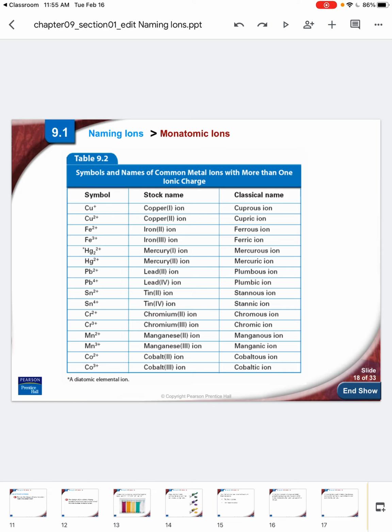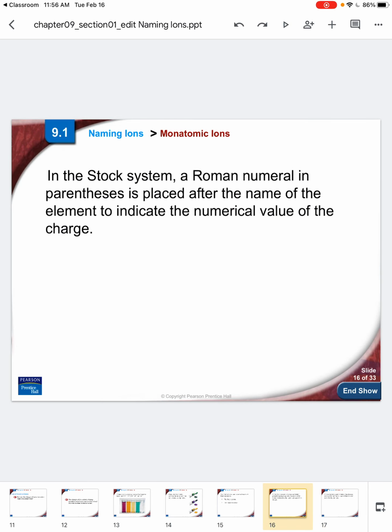So this classical naming system was unwieldy, required lots of memorization, and was very difficult to use and keep straight. I do have in the classroom an example of a toothpaste. I can't remember if it's Crest or Colgate. They use stannous fluoride, which is just a nice way of saying a tin 2 fluoride salt. Now the modern way is much better.